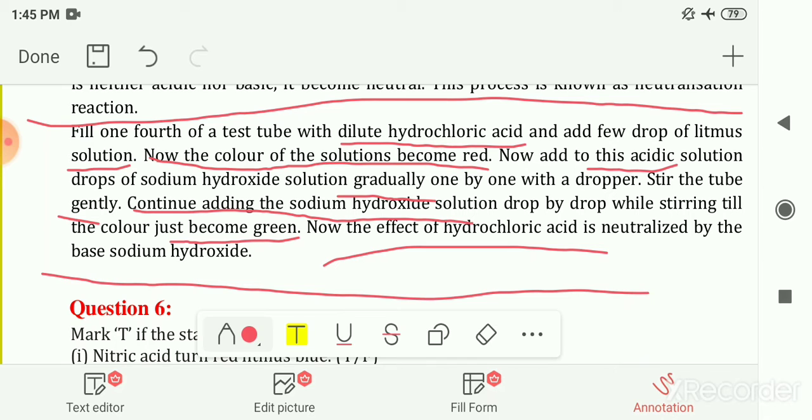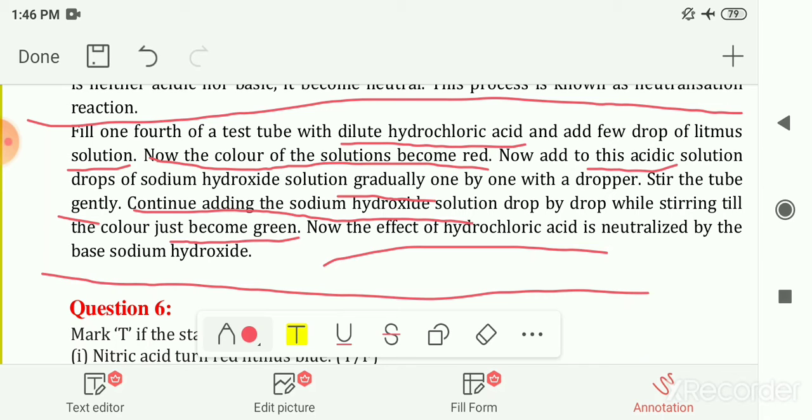In that, you have to first take the solution of hydrochloric acid in the test tube, and then you have to add the drops of litmus solution. Litmus solution turns red when it's added to an acidic solution. And then you have to add, one by one, drops of the base. Here we took sodium hydroxide. So you have to add the drops until the color of the solution turns green.